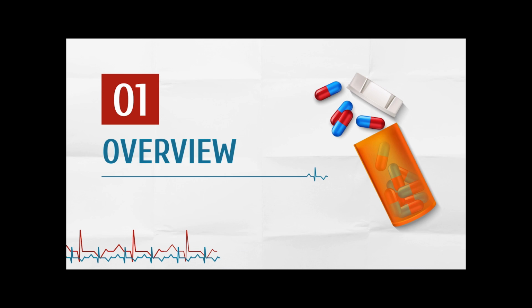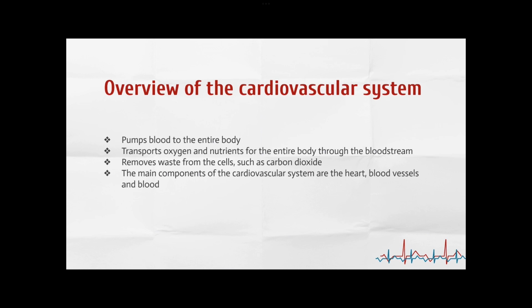So basically the heart pumps blood to the entire body. It transports oxygen, nutrients, and other useful substances around the body. It also removes waste from the body and cells such as carbon dioxide. And the main components of the cardiovascular system are the heart, blood vessels, and blood.